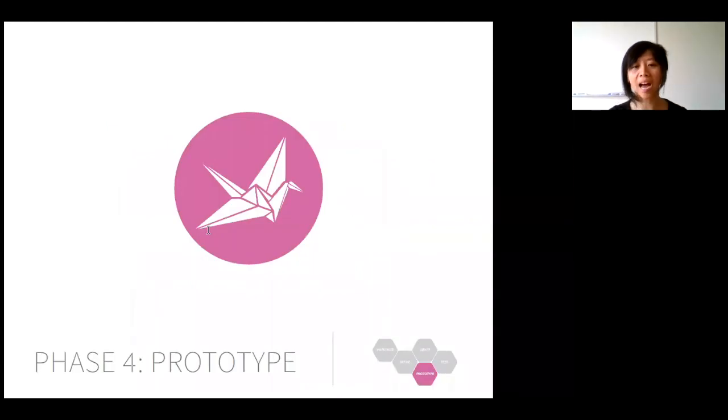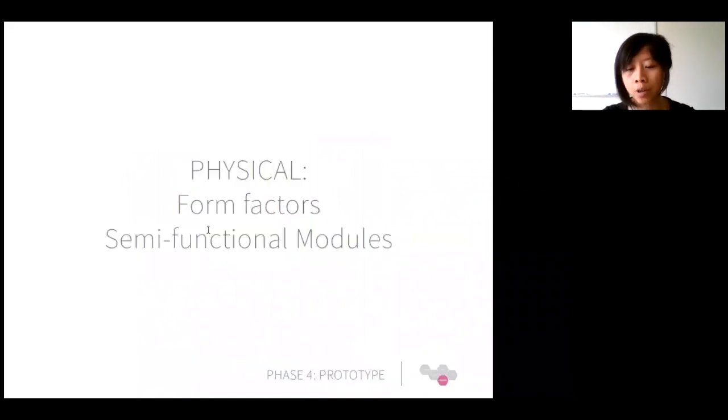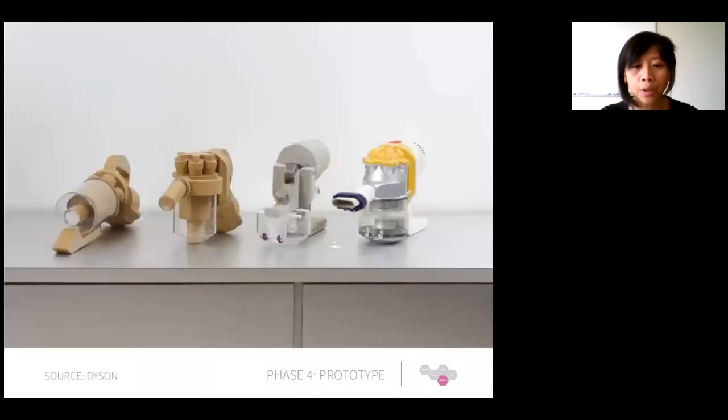And then once you have your top ideas based on your ratings, the next stage is prototyping. And for prototyping, there are 2 different types. If you're doing something that's physical, so it could be a hardware product, it could be something that doesn't involve electronics altogether, I would do either form factors or semi-functional modules. So for form factors, here's something from Dyson, which is a vacuum cleaner company. So what they did for their prototypes is they actually created look-alike models out of cardboard and plastic.